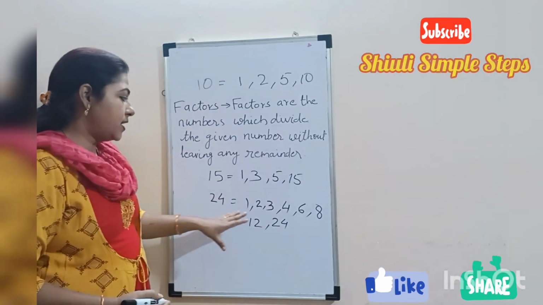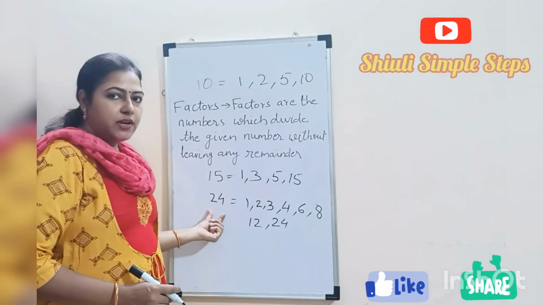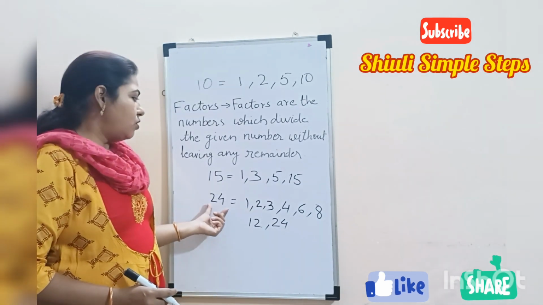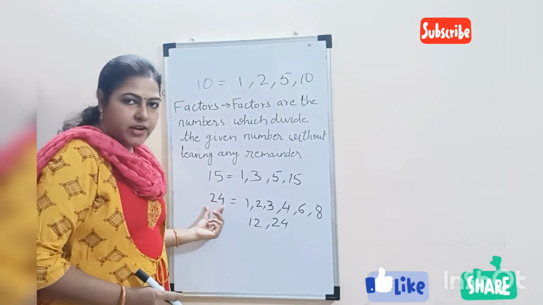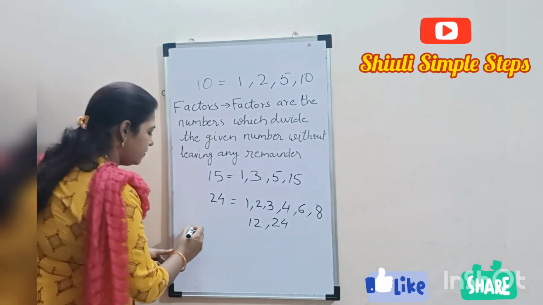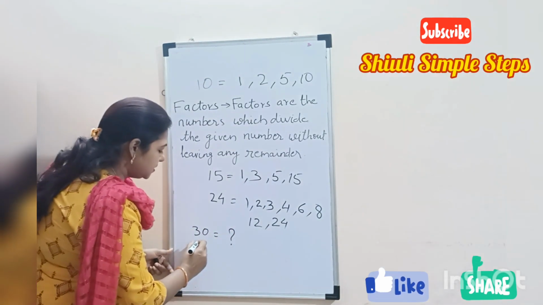So here you can see that 1, 2, 3, all these numbers can divide 24 completely without leaving any remainder. So these are the factors of 24. Now find out the factors of 30 and 40.